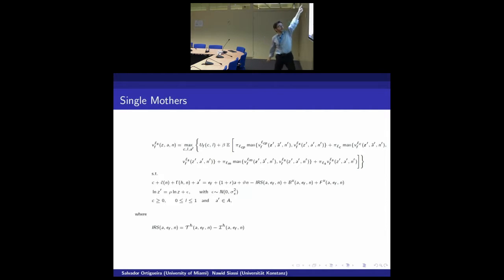So all the max that you see on the right-hand side of the equation is the single mother comparing the value of remaining single to the value of accepting the proposal. So they have to compare what is my value if I remain single against what is my value if I accept the proposals to cohabit or to marry in case I have one. The pies are the probabilities that they receive a proposal. Okay, and this is the budget constraint.